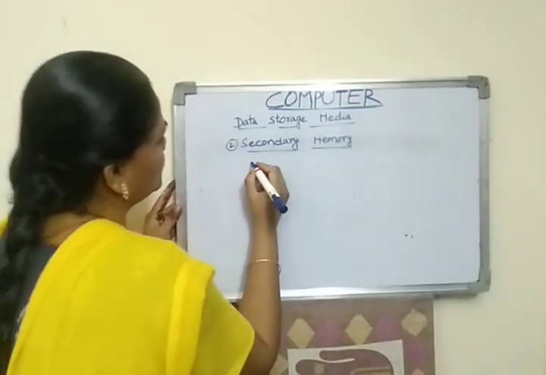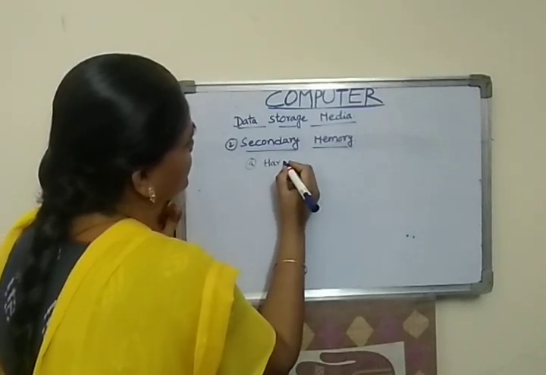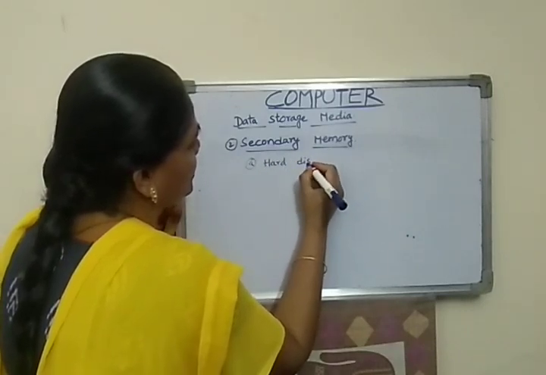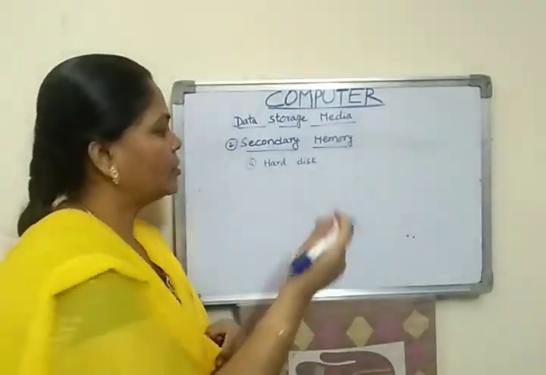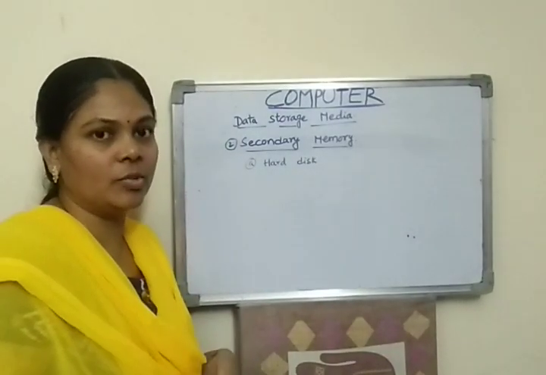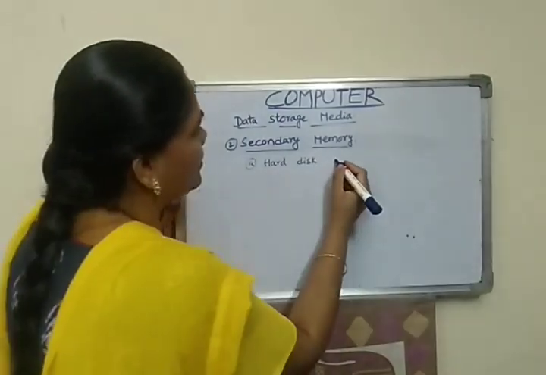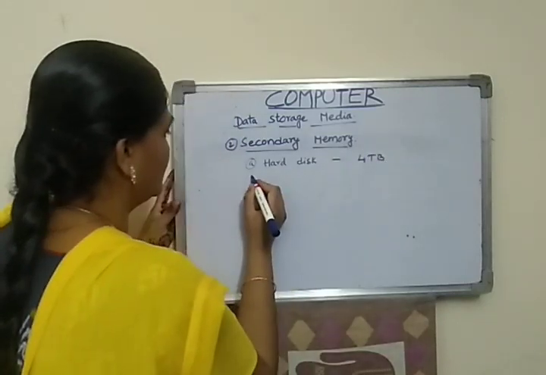So first one is hard disk. This hard disk is connected internally to the cabinet or it is connected externally using cables. Its memory is up to 4 terabytes.